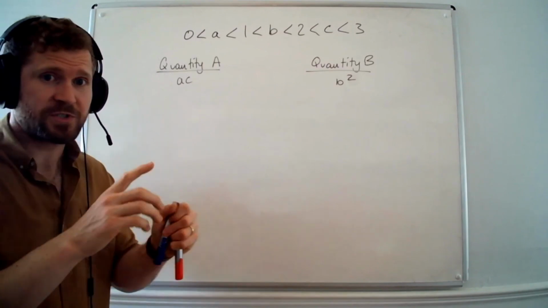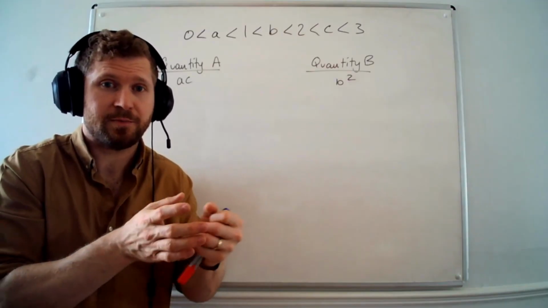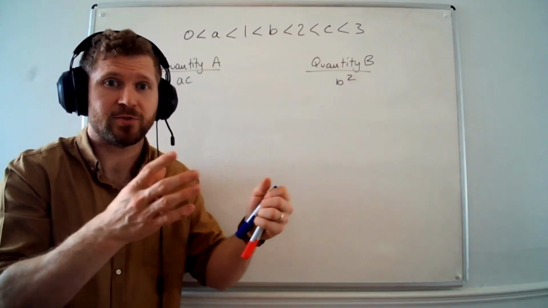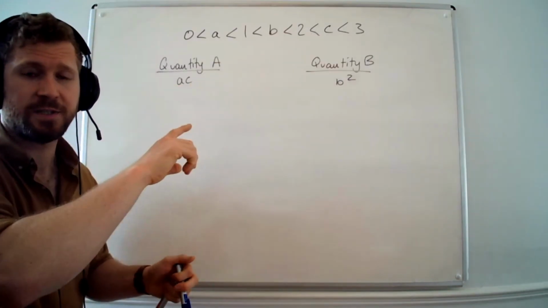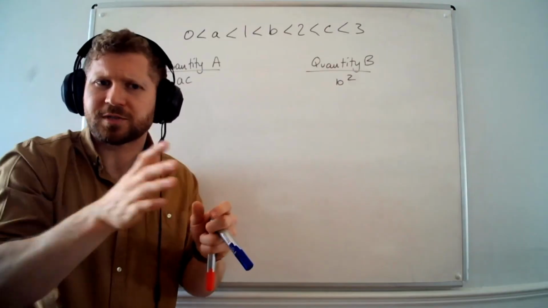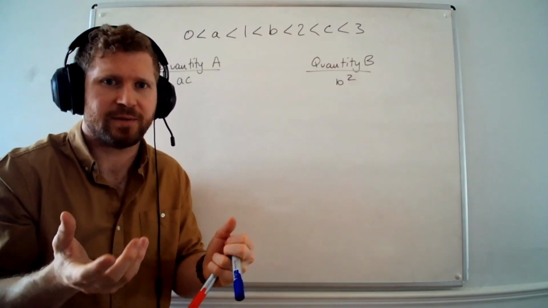Now, as you said, I don't know what A is. I know it's between 0 and 1, but I don't know what it is. Same with B. I don't know what B is. I know it's between 1 and 2. So what I'm going to do here is on both sides, quantity A and quantity B, look at what's the biggest they could be, what's the smallest they can be, and just see if I can get any information from that.